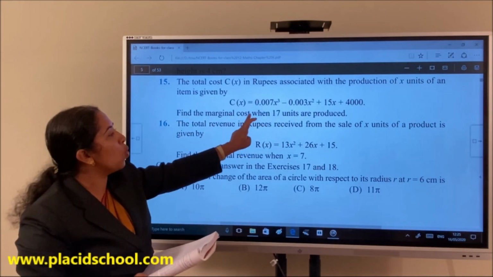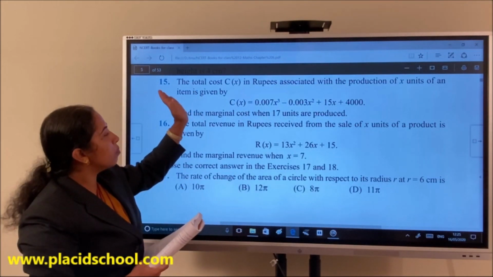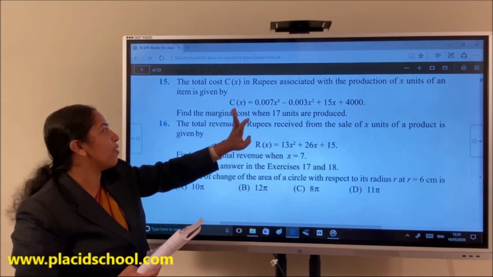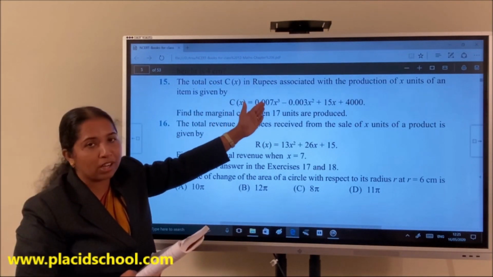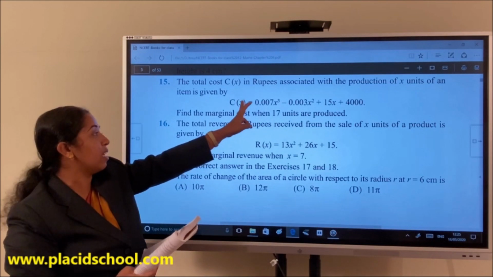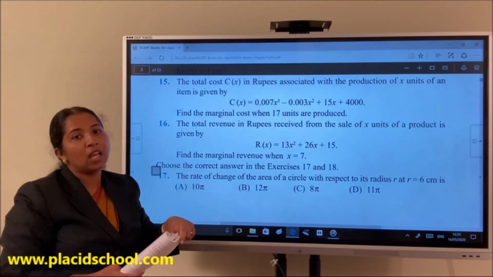Find marginal cost when 17 units are produced. So the function C of x is given. You have to find the total cost associated with the production, given as a function in the question. You have to find the marginal cost when 17 units are produced.